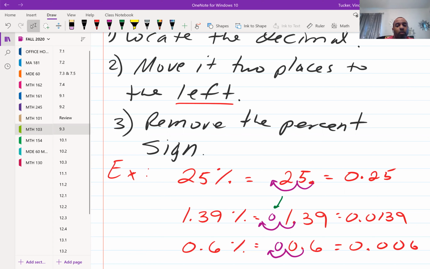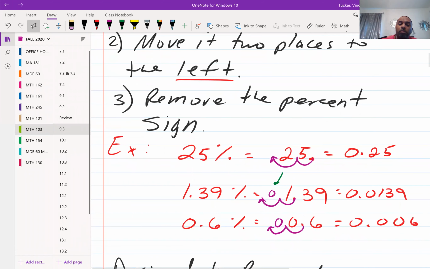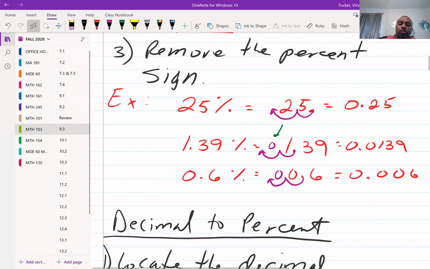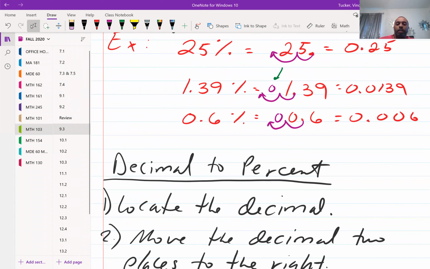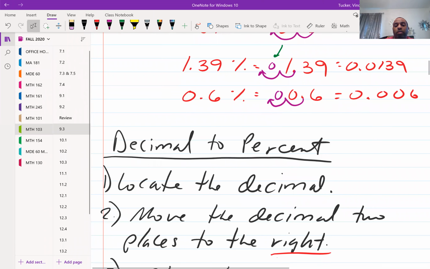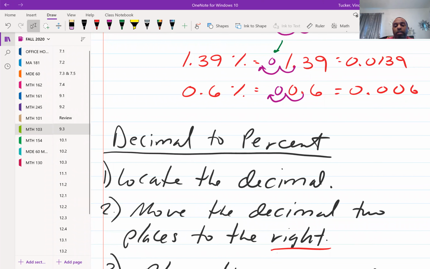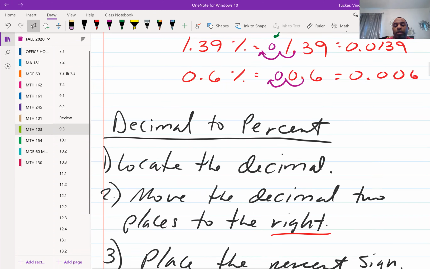All right, questions on percent to decimal. Next one is decimal to percent, in which we will go in the opposite direction, pretty much the reversal of the process. You locate the decimal, move the decimal 2 places to the right, and place your percent sign.